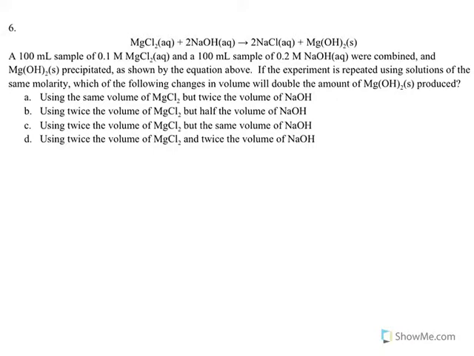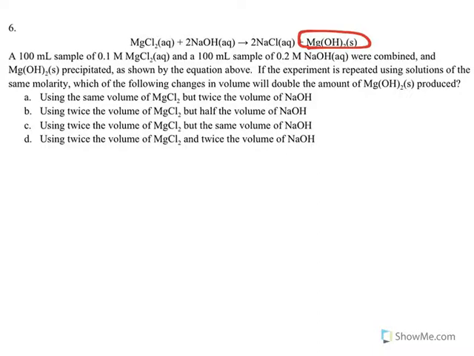In this one, you have a 100 milliliter sample of 0.1 molar MgCl2 and a 100 milliliter sample of 0.2 molar sodium hydroxide. And it says that Mg(OH)2 precipitated. If the experiment is repeated using solutions of the same molarity, but the volume changes, which of the following changes in volume will double the amount of Mg(OH)2 produced? So we're trying to double this product right here.